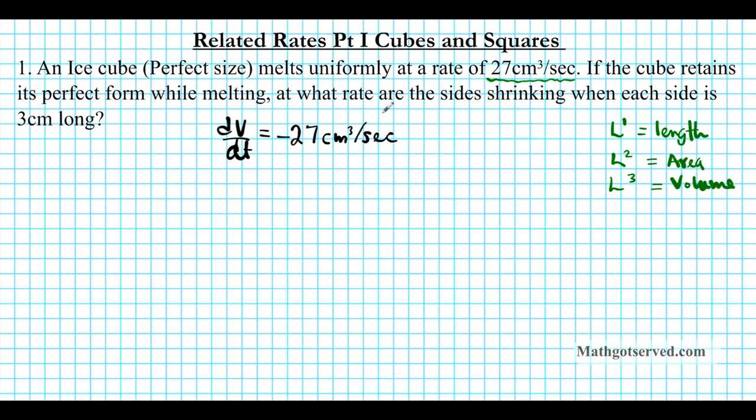Next, let's take a look at what other information we have. It says, at what rate are the sides shrinking? So let's say we want to call the side of a cube S. The rate of the shrinkage of the sides is known as dS/dt, and we do not know what that is. And then it says when each side is 3 centimeters long, so we're also informed that the side length S is equal to 3 centimeters.